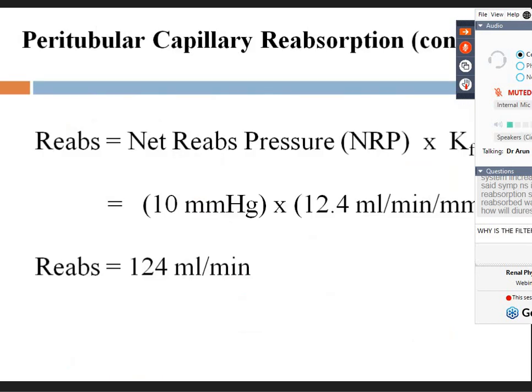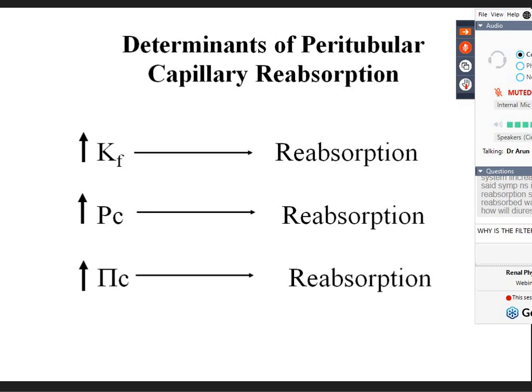And this reabsorption is not only dependent upon the net reabsorption pressure, but also on the filtration quotient, which is dependent on surface area and permeability. This also I had explained.